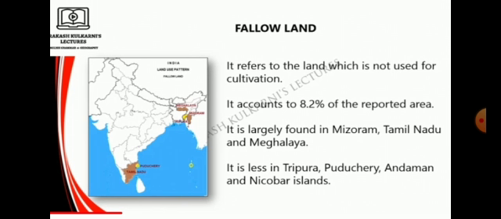It is largely found in Mizoram, Tamil Nadu and Meghalaya. It is less in Tripura, Pondicherry, Andaman and Nicobar Islands. These are the fallow lands we want to see, fallow lands which are not used for cultivation. Also, land not available for cultivation is used for non-agricultural purposes.